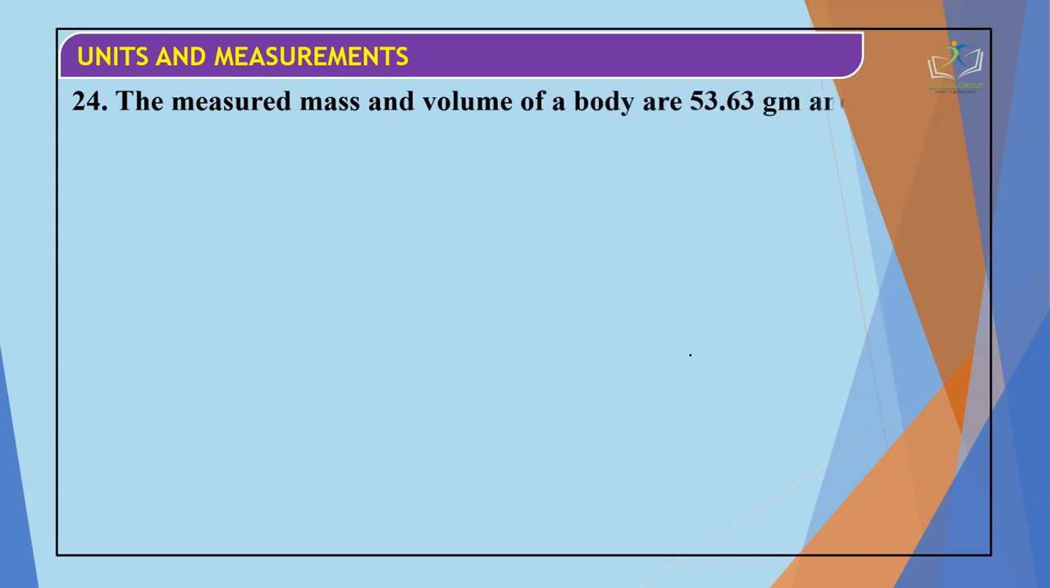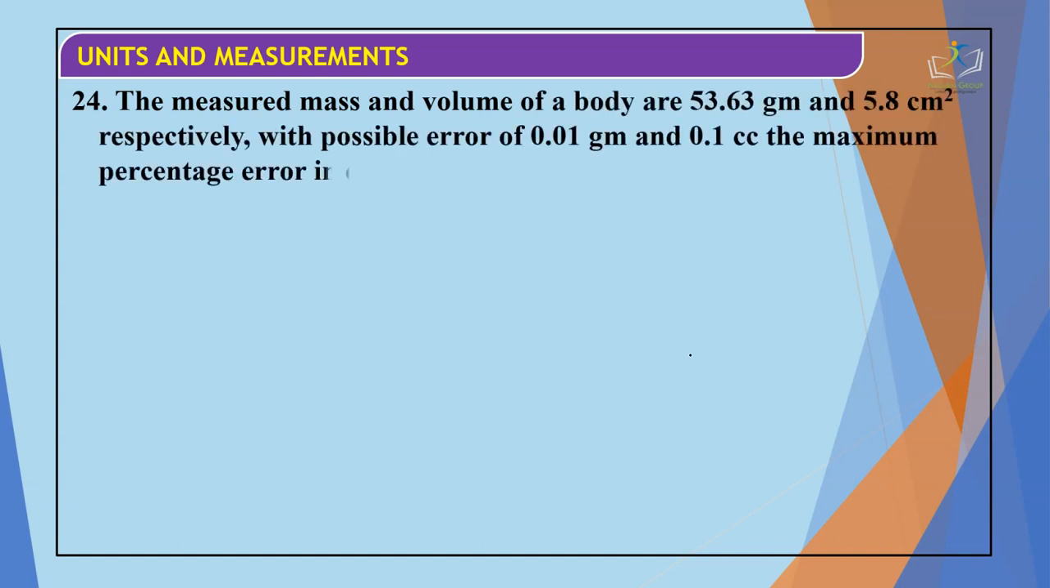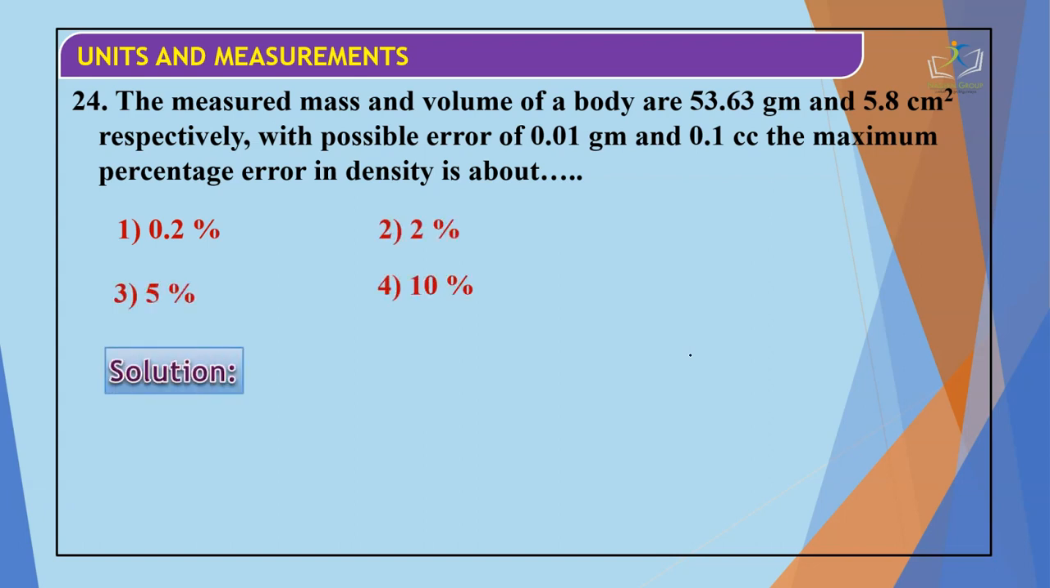Next question we have: the measured mass and volume of a body are 53.63 gram and 5.8 centimeter cube respectively, with possible errors of 0.01 gram and 0.1 centimeter cube. The maximum percentage error in the density is about 0.2%, 2%, 5% and 10%. Now move on to the solution part. This is a very easy question.